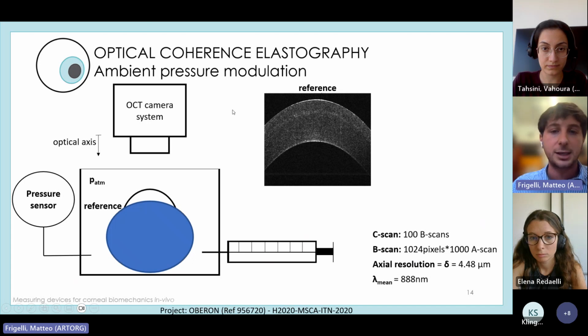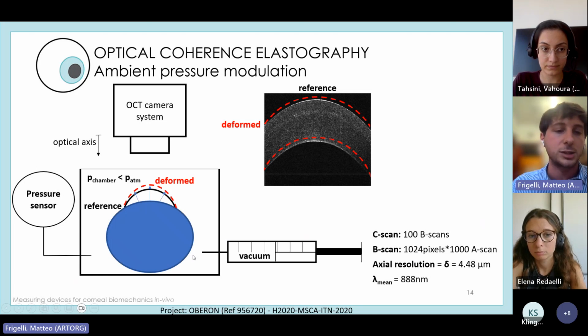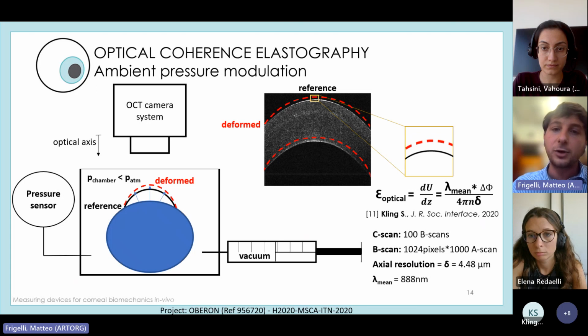As you can see, we have a reference scan, as I explained before. When we pull the syringe, we remove some air from the chamber. Therefore, we cause a deformation of the cornea. Since the cornea is under IOP, decreasing the pressure inside this chamber will cause a deformation, so a displacement. This is the strain inducement factor that I was mentioning before. Then there is another scan, and for every pixel, applying a window of 3 by 3 pixels, we can derive the displacement and get the deformation along the optical axis, which is the Z-axis of the OCT camera system.